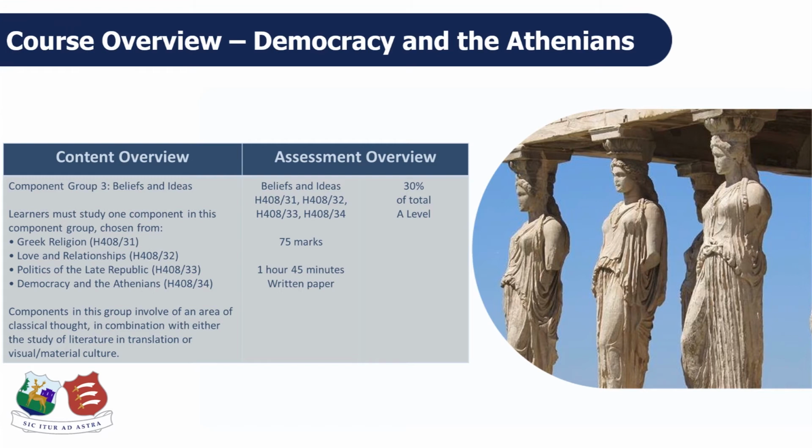And then finally, the third module that you will study is the democracy of Athens, looking at the Athenians in particular. You will study this in year 13. In this component, the idea is to examine the concept of democracy, what it meant to the Athenians, and the positive and negative aspects of it.